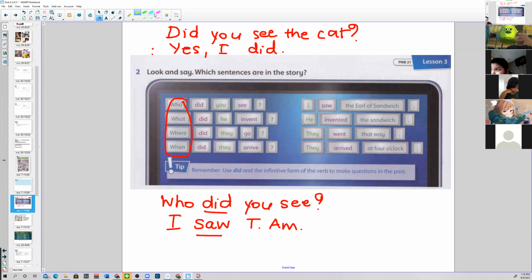Let me highlight it. Here, did, everything starts after the WH question, you just put did, and then follow with the subject, and then follow with the verb one, or pure verb. And then for the answer, you have to answer it in the past tense. Understand? This is not a yes, no question anymore. This one requires a sentence or a word to answer.